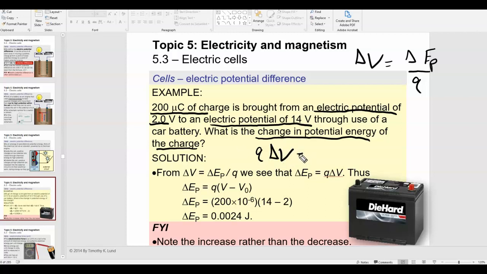Okay, so here in this case, 200 microcoulomb, that's 200 times 10 to the negative 6 times the potential difference. If it's going from 2 volts to 14 volts, that is 14 minus 2. And you can see what the answer to that is down here.